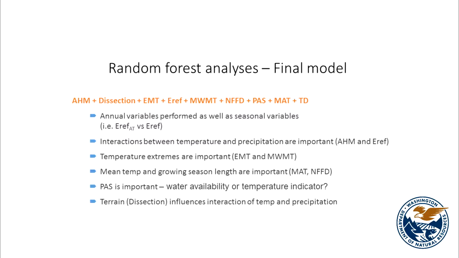So the annual variables performed as well as the seasonal variables, and we were seeing interactions between temperature and precipitation. Those come out in the annual heat moisture index and the evaporative reference. Extreme temperatures are important, so how cold does it get in the winter and how hot does it get in the summer? And growing season length is also important. Precipitation as snow is coming out as important, but we weren't really sure if this is a water availability or a temperature indicator. And then the terrain of our landscape seems to be influencing the interactions of temperature and precipitation.